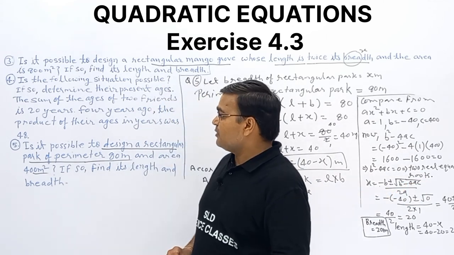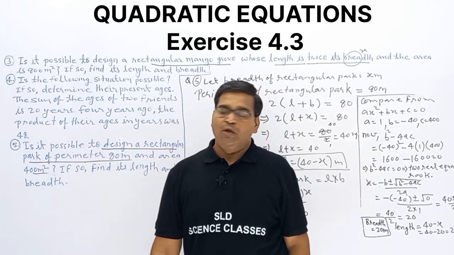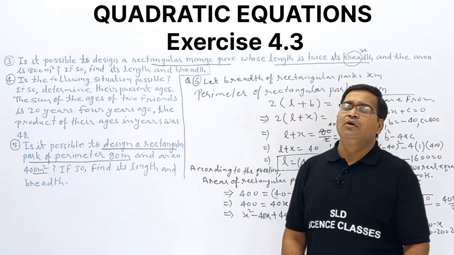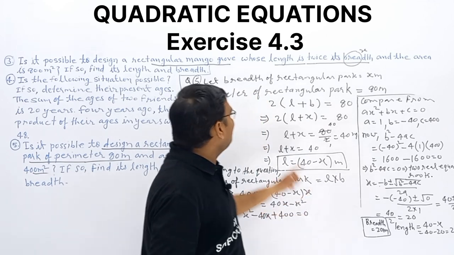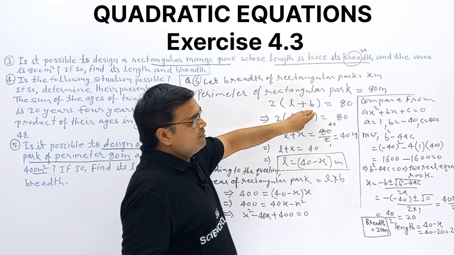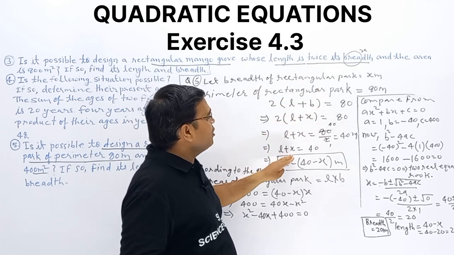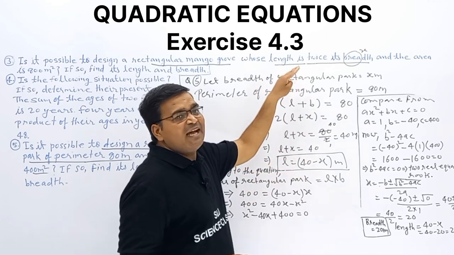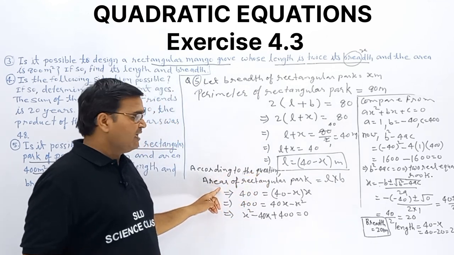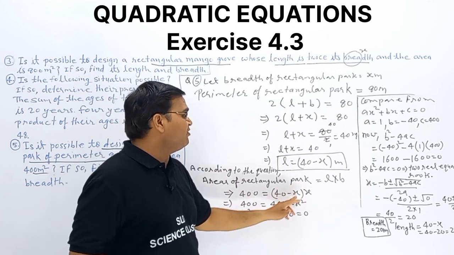Observe carefully. What about this one? Again I am revising. Is it possible to design a rectangular park of perimeter 80 meter and area 400 meter square? So perimeter is given, what is the formula of the perimeter? 2 times of length plus breadth equal to given. Now one parameter we are assuming breadth x, put there, solve for the length. Length and breadth both we are having in terms of x. Both product will be what? Length and breadth product will be area. Area is given. So 400 equal to length into breadth.